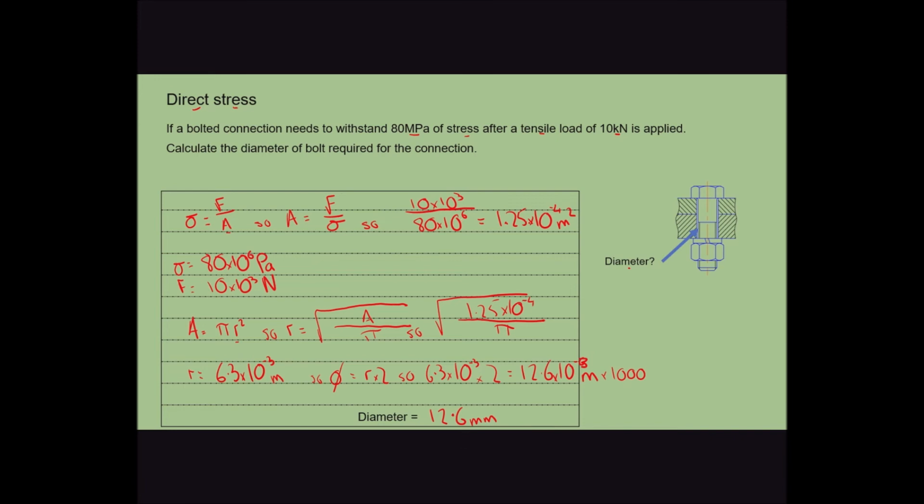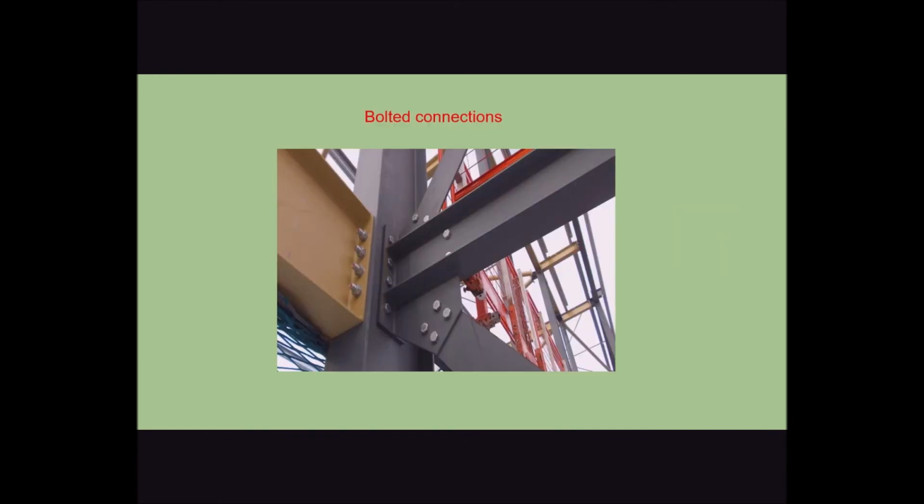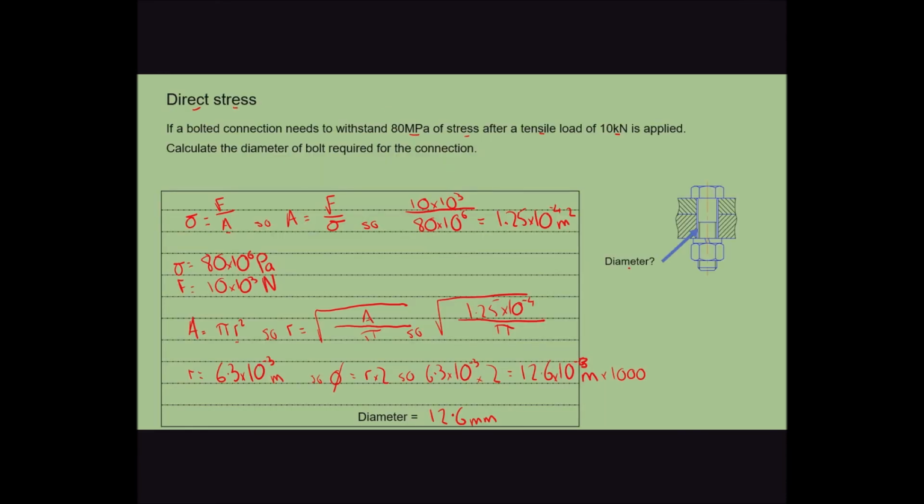So stress gives our area, area gives our radius, radius gives us our diameter. Alright, now I've got a little image on the next slide here. So as you can see, we've got a bolted connection. That's an example of many. Obviously there's more than one bolt in that connection, and that's something we might tap into in future, is looking at a bolted connection with multiple fasteners on it and how that affects how we calculate what's going on. But I just thought I'd introduce that to you.